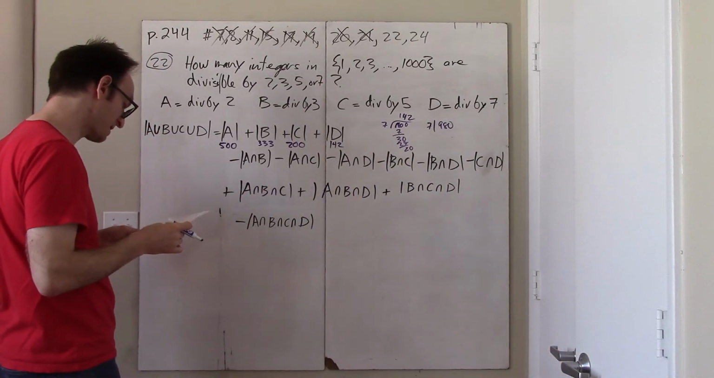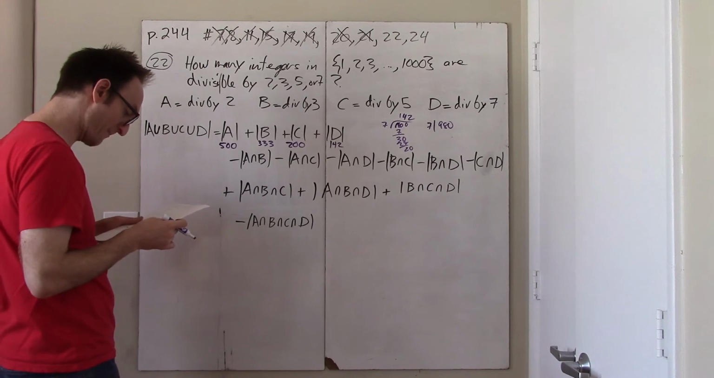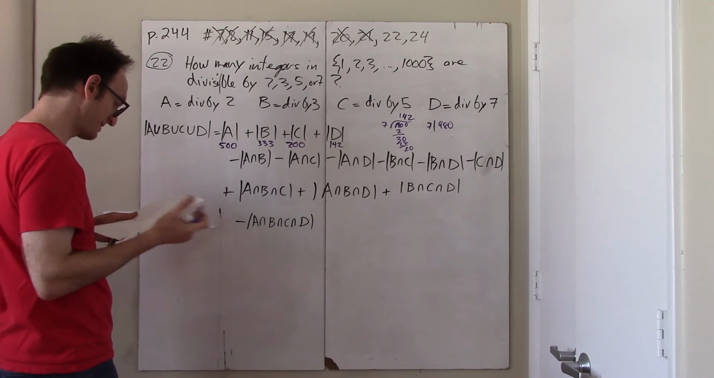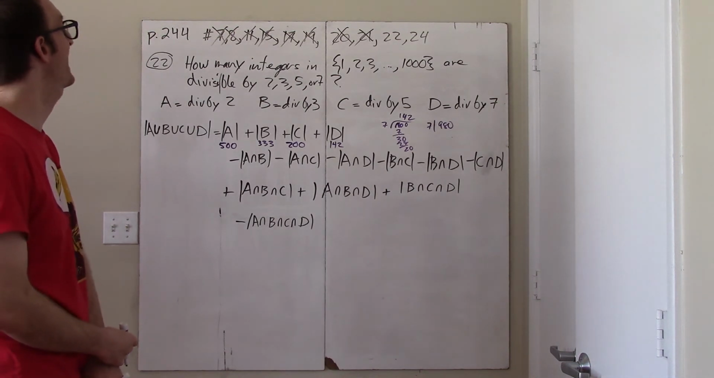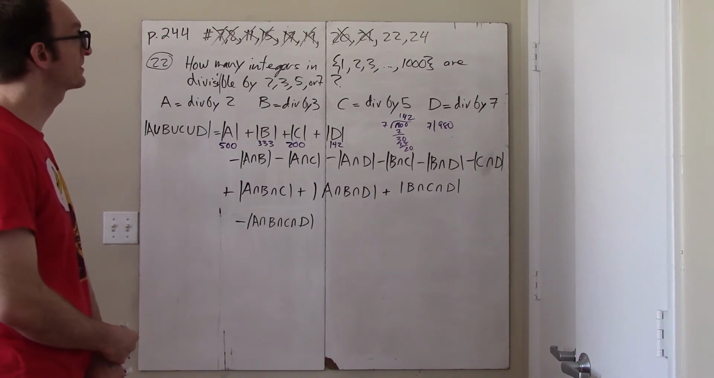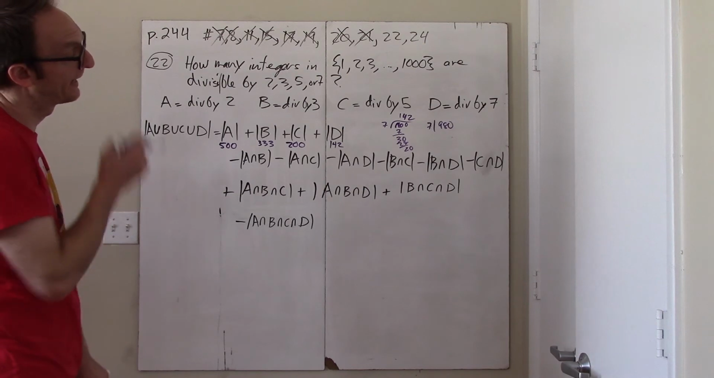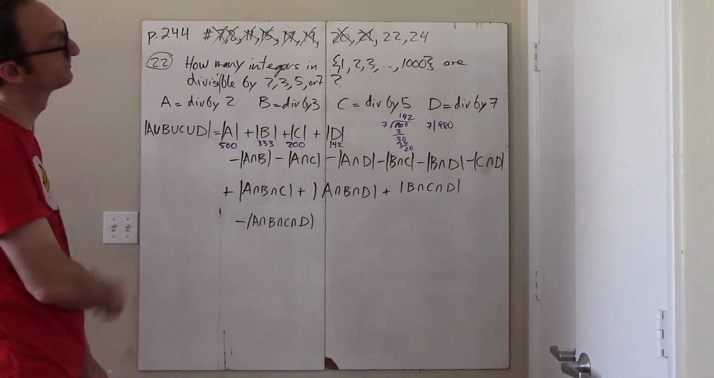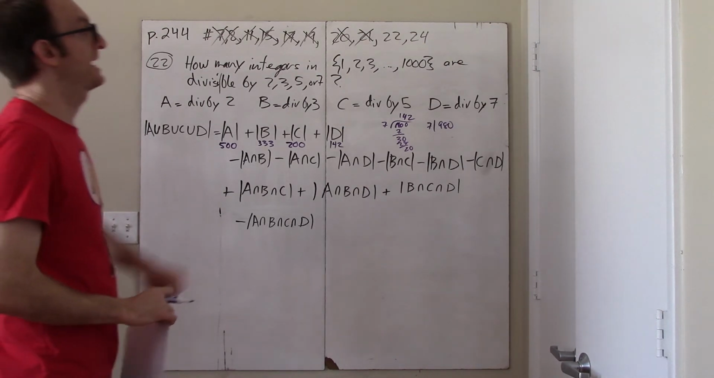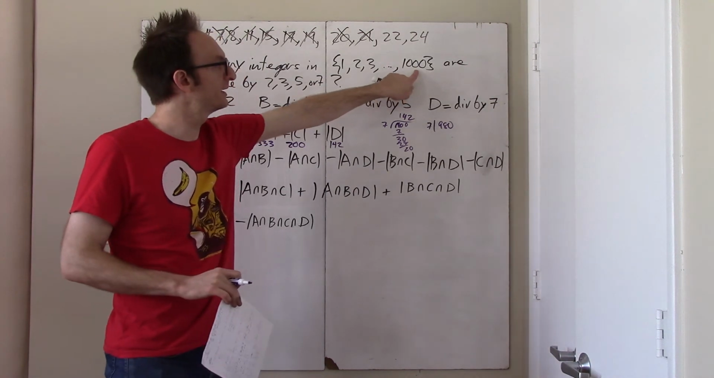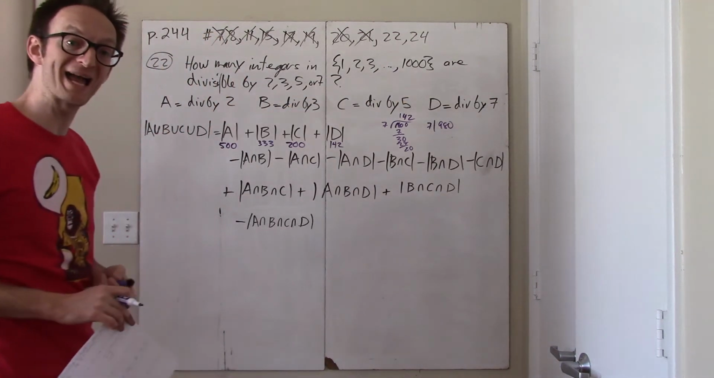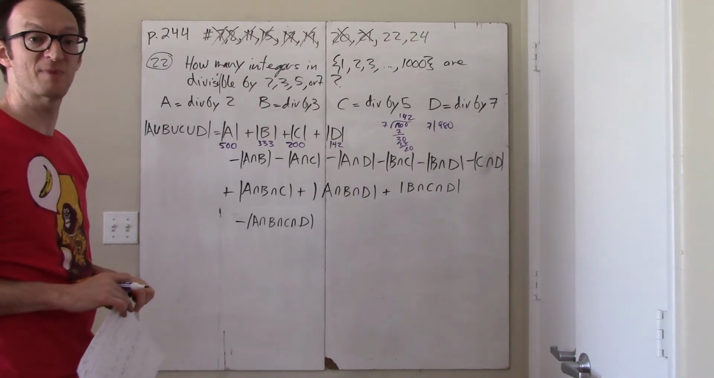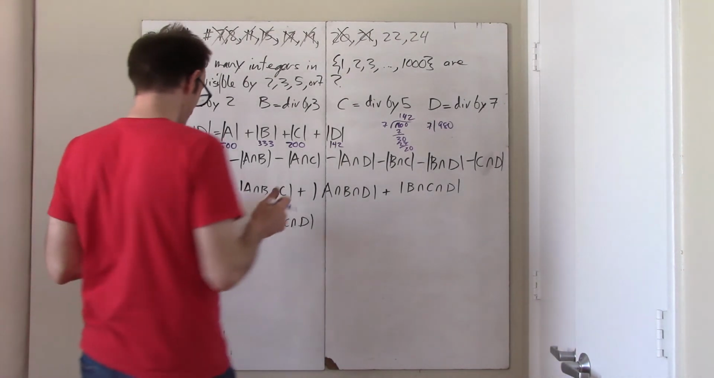The rest of these I did in my head? I don't know how I did the rest of these. A intersect B, so now we just want to know how many numbers are divisible by 6. 999 is not even, so we have to go to 996. So 996 divided by 6 is something. Apparently it's 166.